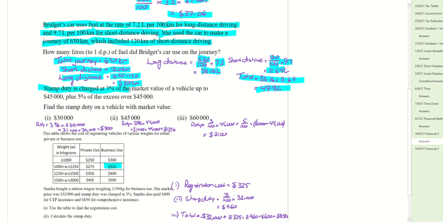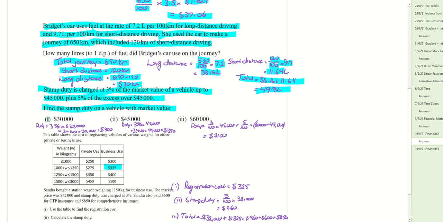Stamp duty is charged at 3% of the market value of a vehicle up to $45,000 plus 5% of the excess over $45,000. Find the stamp duty on a vehicle with market value of $30,000. Okay, so our duty is 3% times $30,000, which is 3 divided by 100 times 30,000. In my calculator, it comes out $900.